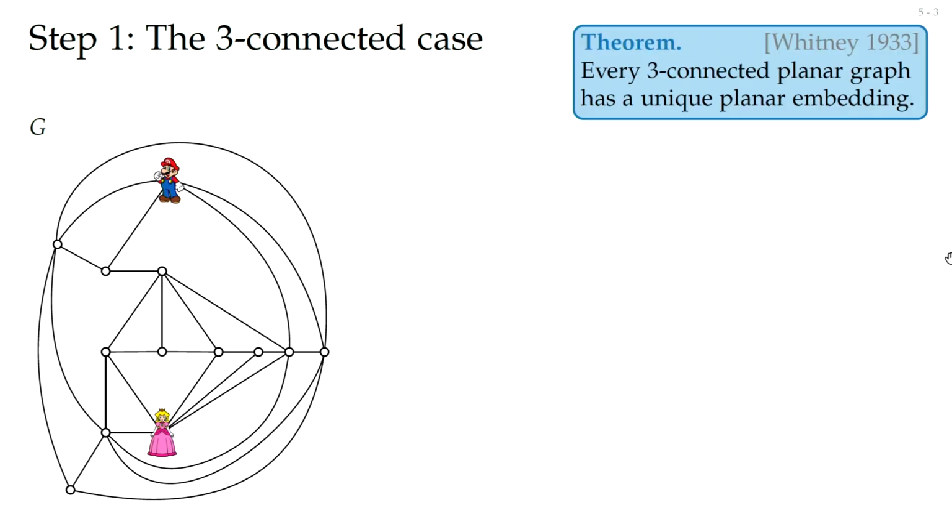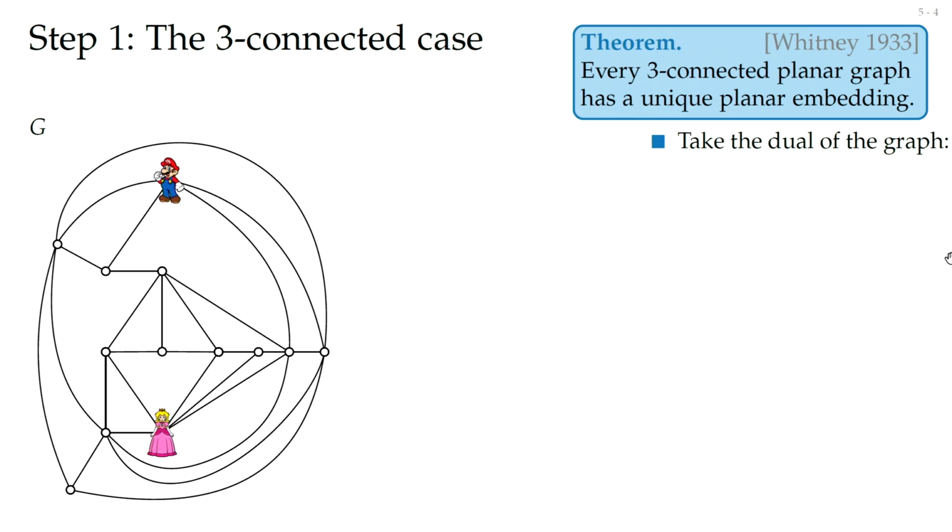Yeah, this very important theorem by Whitney, 90 years old. Every 3-connected planar graph has a unique combinatorial planar embedding. This theorem is a bit stronger. It even says it has a unique combinatorial embedding if and only if the graph is a subdivision of a 3-connected planar graph. That we don't need. This simpler version is enough for us.